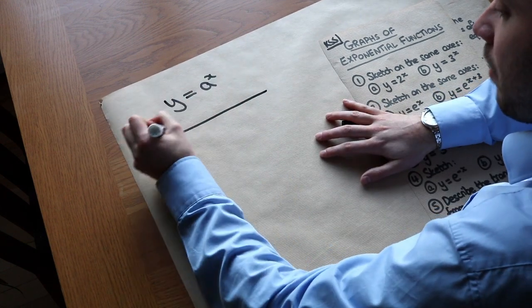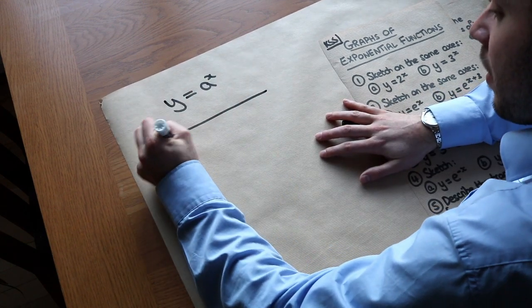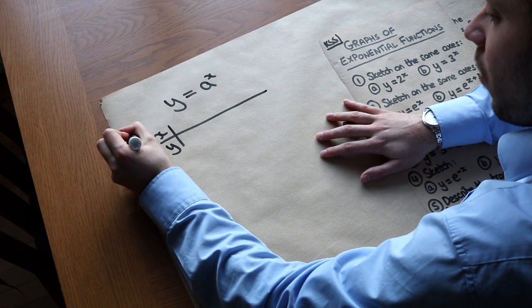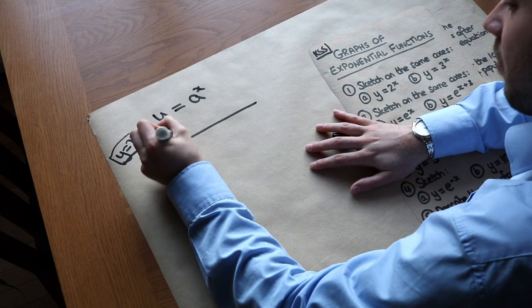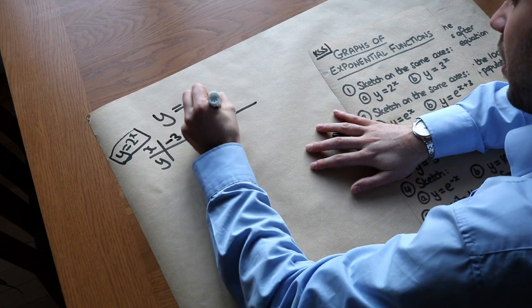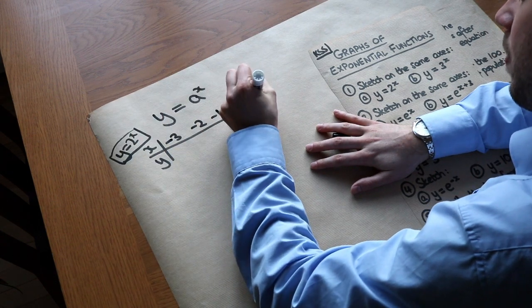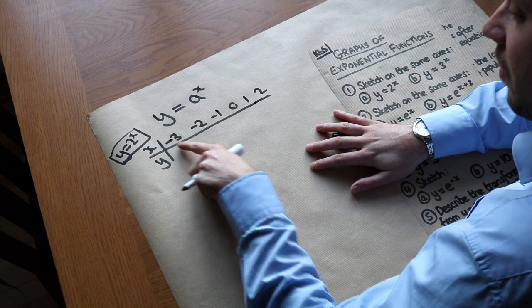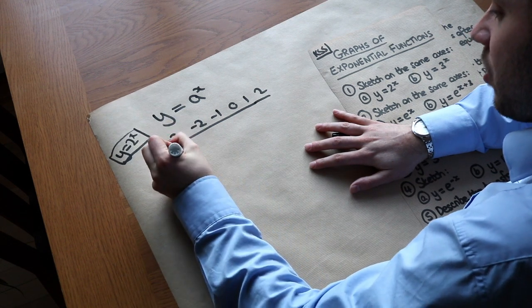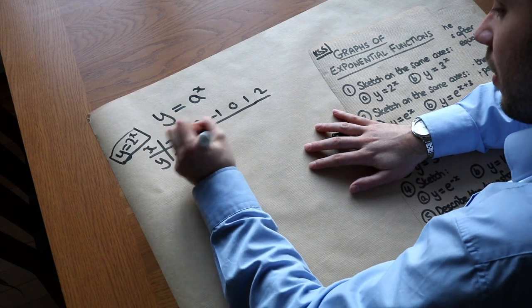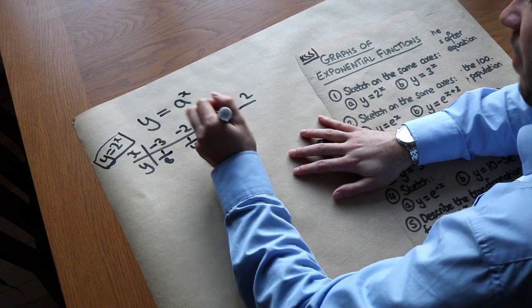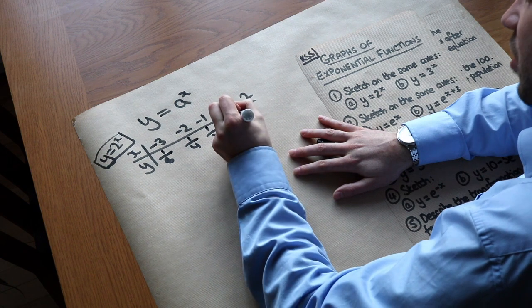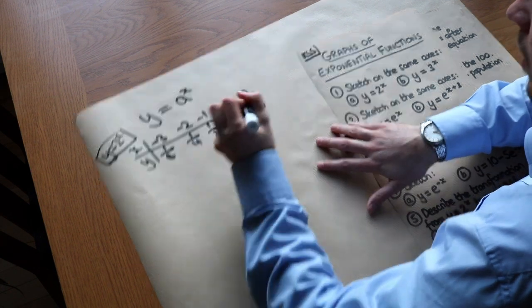And if we were to just try and plot some values, so let's just say that we had y is 2 to the power of x, and we had different values, so -3, -2, -1, 0, 1, 2. Then 2 to the power of -3 is an eighth, 2 to the power of -2 is a quarter, 2 to the power of -1 is half, 2 to the power of 0 is 1, 2 to the power of 1 is 2, 2 to the power of 2 is 4, etc.